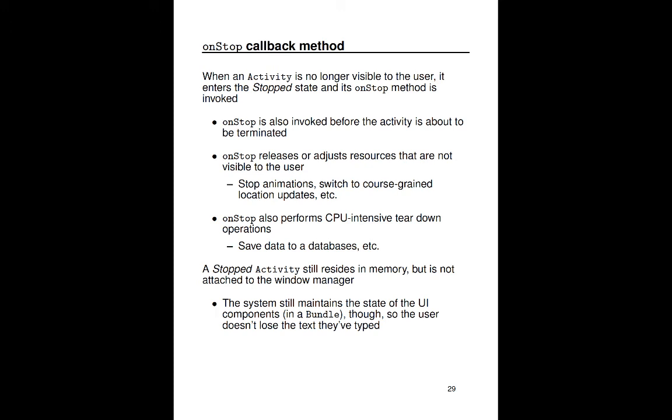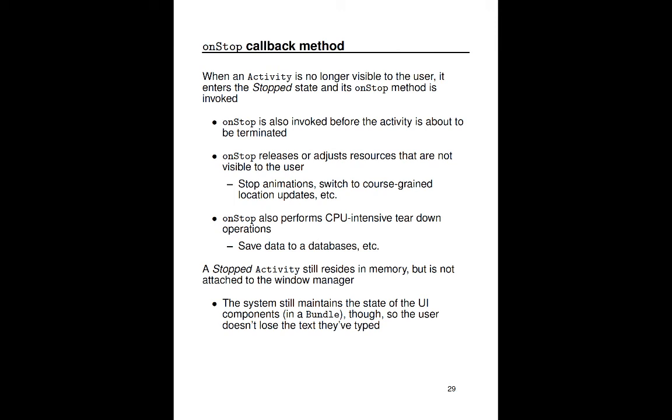An activity transitions to the stop state when it's no longer visible to the user, and its onStop method is invoked. OnStop is a place to release or significantly adjust system resources that are being used and things that aren't visible to the user. So this is where you would stop your animations, maybe switch from fine-grained location updates to more coarse-grained location updates, etc. And again, it's the place where if you're going to be doing CPU-intensive teardown operations like saving a file to a database or making one last network connection back to a service, onStop is the place to do this.